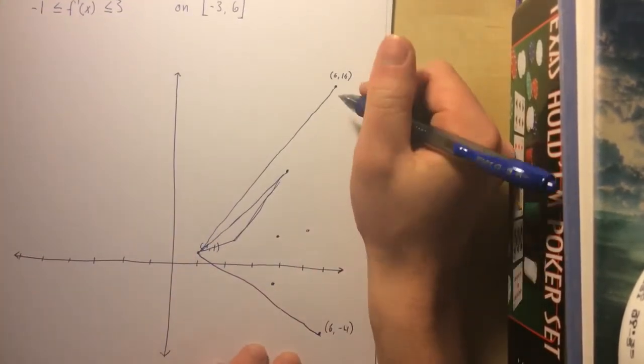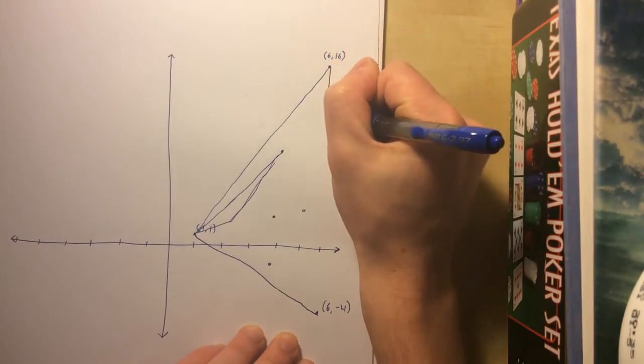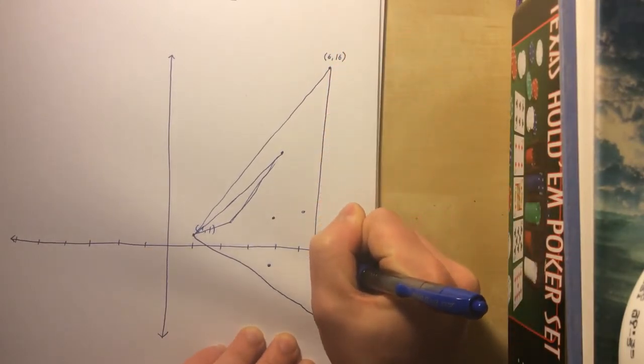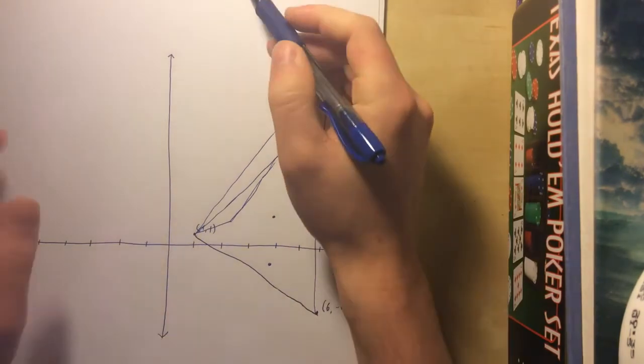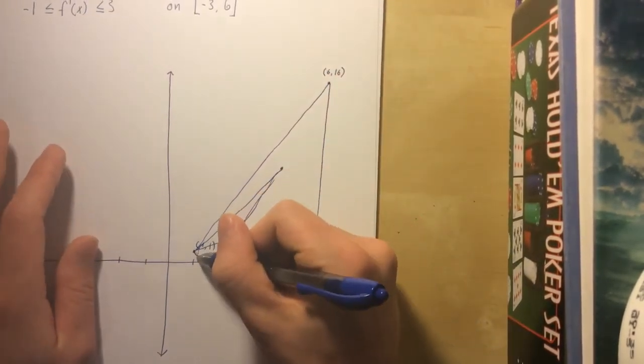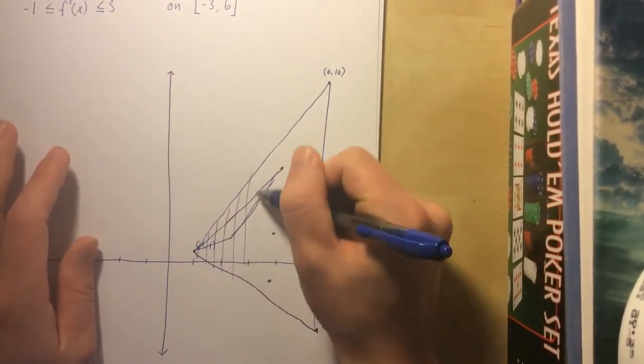So what the speed limit is telling us is that the possible values of f of x from 1 to 6 are all these.